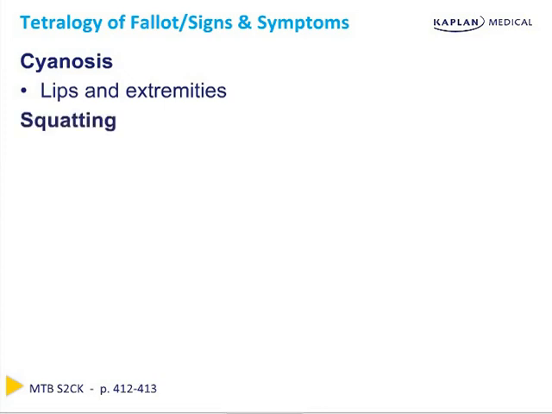Now, often you might see in a vignette that a child is running around, becomes short of breath, and then starts to squat and feels better. These can be termed tet spells, and the reason children with TOF squat is because it increases systemic pressure. It increases the pressure in the systemic area, which gets transferred back to the aorta and into the left side of the heart.